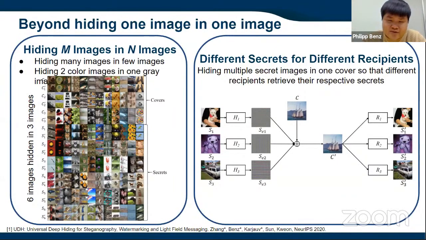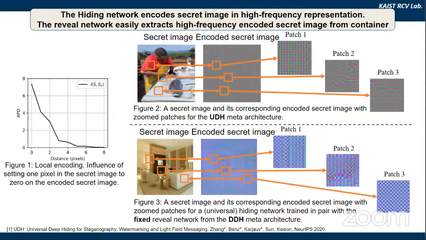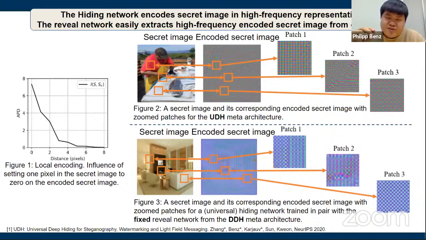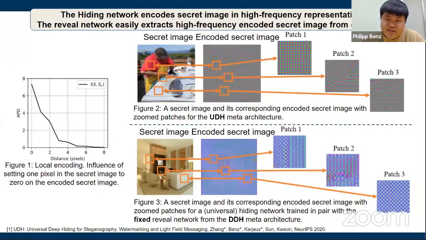For example, if we now go back to this slide, you will find that I have a secret image, which we assume is a nature image, right? The nature image has the property of low frequency, right? And then we feed this secret image into the hiding network. Then we get this encoded secret image, which has a very high frequency property. And then we add this generated encoded secret image, or perturbation, directly to any cover image, which again is a nature cover image, which would have low frequency.